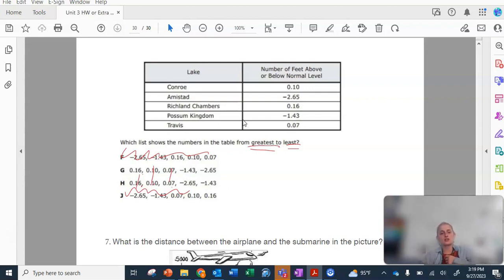Here's where I see the difference. I'm trying to go from greatest to least. So the most negative, the smallest number, should be last. Which one is more negative? -1 or -2? This is my list, not this one.